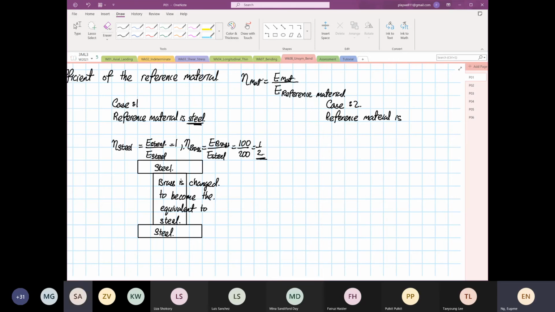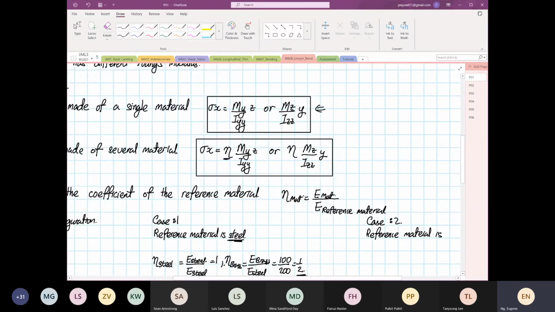Sir, that drawing you just did, with the steel and the changed sides of brass, was that in terms of the Young's modulus? Yes, it's purely Young's modulus. The reason is that this formula, where you have stress equal to moment over second moment of area multiplied by a certain distance, is only suitable for one material. Now we have two materials. We want to force it to obey the rules of stress x equal to Mz over Iyy multiplied by z. The only way to force it is to put in a coefficient to make it equivalent to just one material.